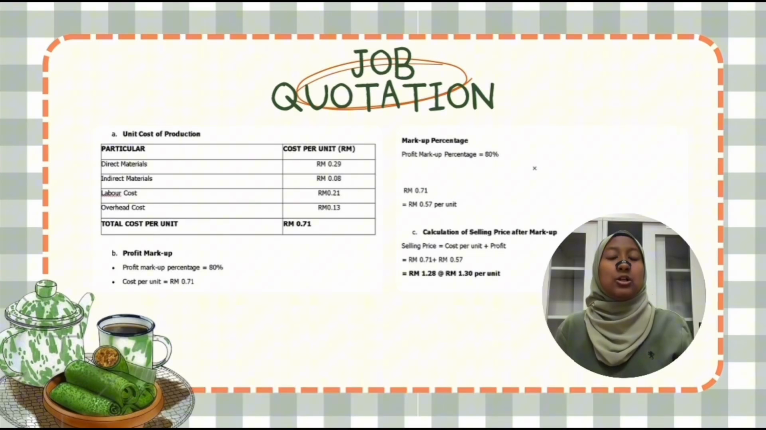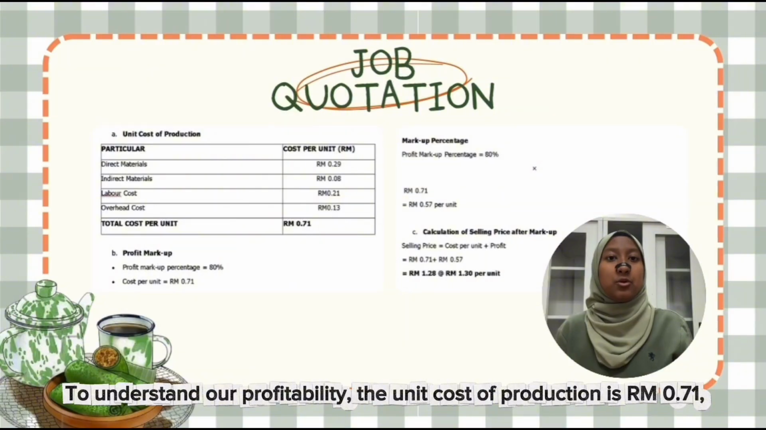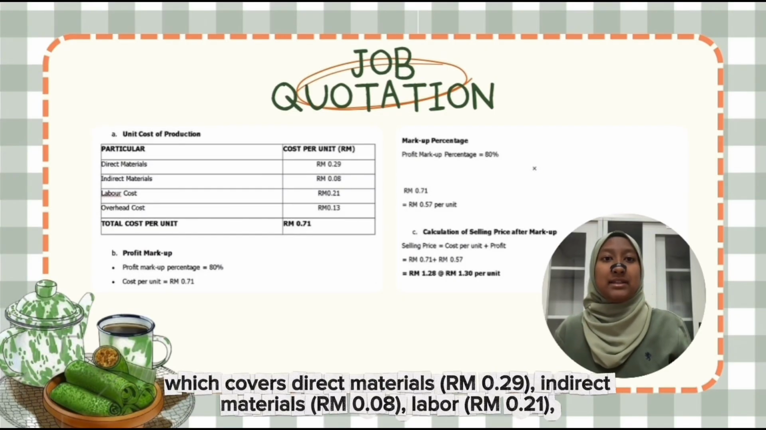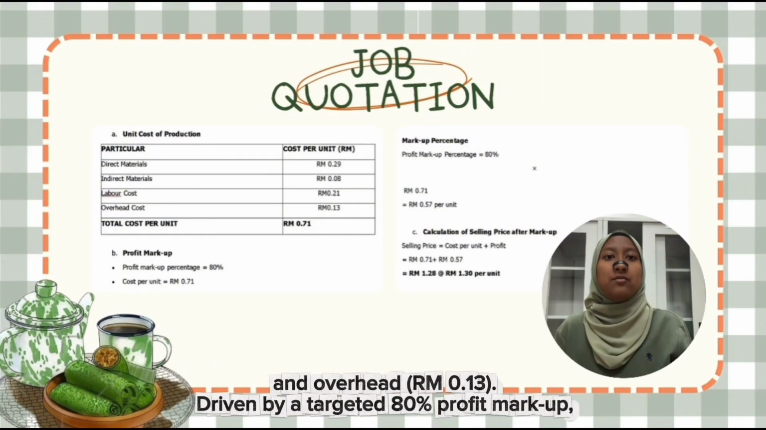To understand our profitability, the unit cost of production is RM71, which covers direct material about 29 cents, indirect material 8 cents, labor 21 cents, and overhead is 30 cents.